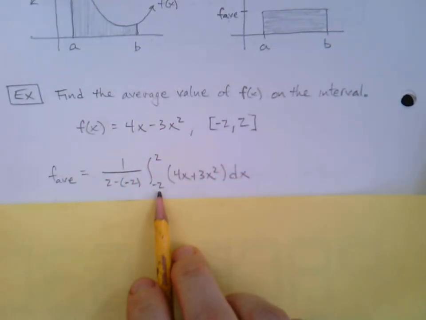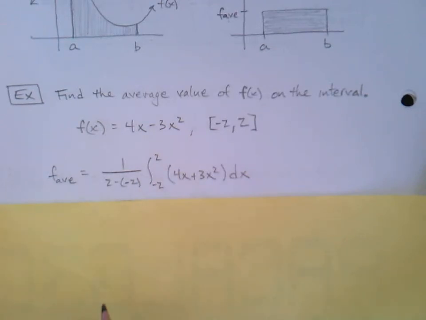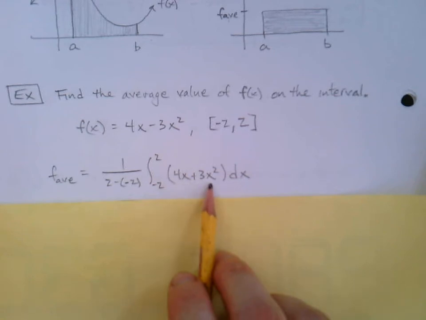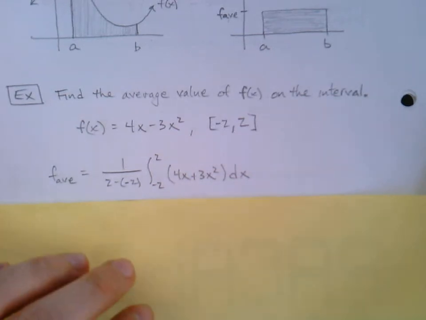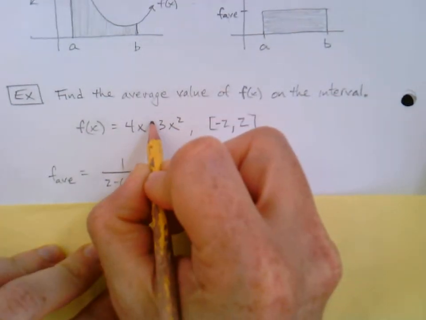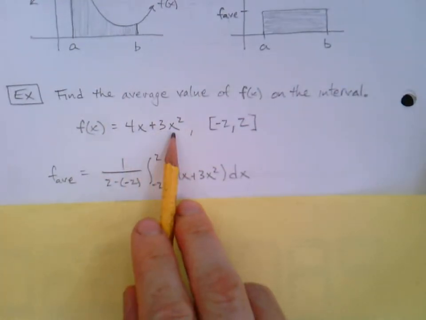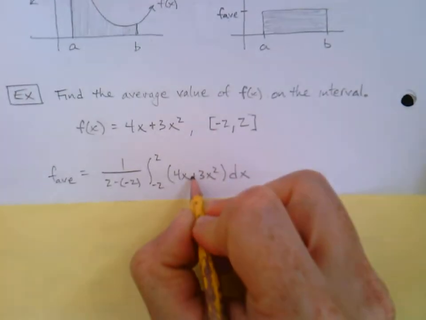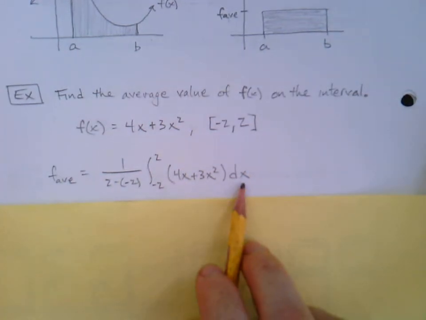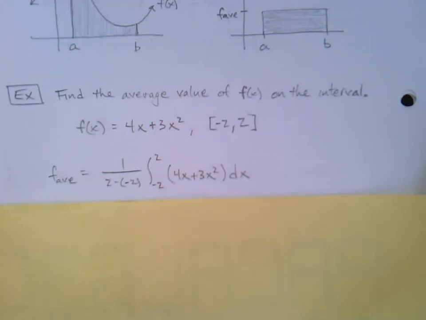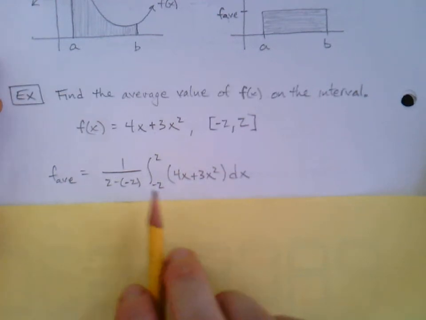The interval is from -2 to 2 as well. And then I've got my function, 4x plus 3x squared. Looks like I make that plus. I meant to make this plus. Sorry, you guys. 4x plus 3x squared is what I meant to have there. And then my dx. Okay, well, let's go for it.